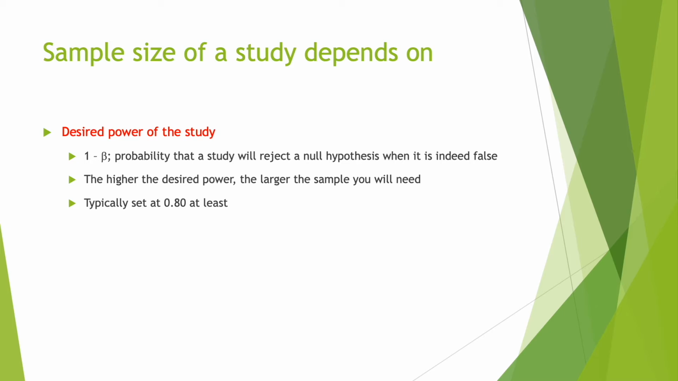The sample size is also dependent on the desired power of the study. As I mentioned earlier, statistical power is how sensitive your study is in picking up a difference or effect that is indeed present. Thus, the higher the desired power is, the larger the sample size you will need. In clinical research, power is typically set at least 80%.